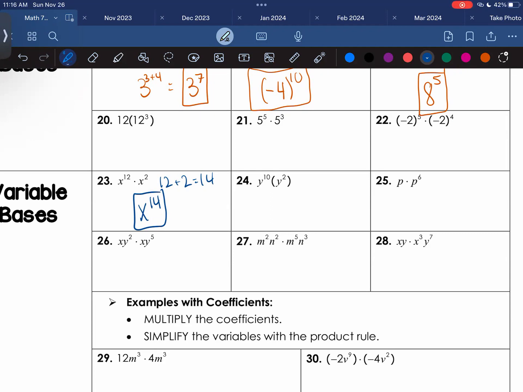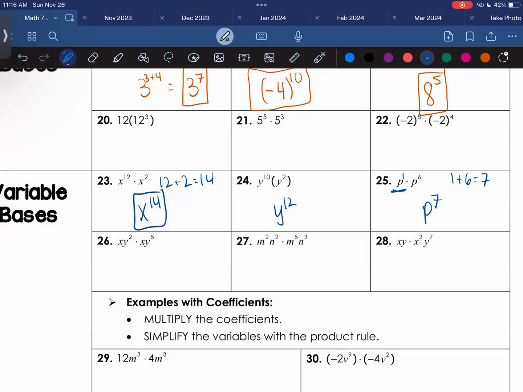For 24, you should have gotten y to the power of 12, and you should have here had p to the power of 7. Now I say 7 because this p right here did not have an exponent, so you can just assume that it's 1. So you should have done 1 plus 6 to get 7.